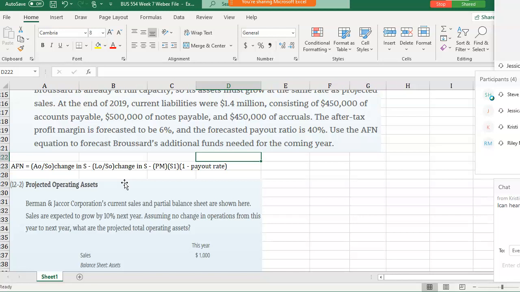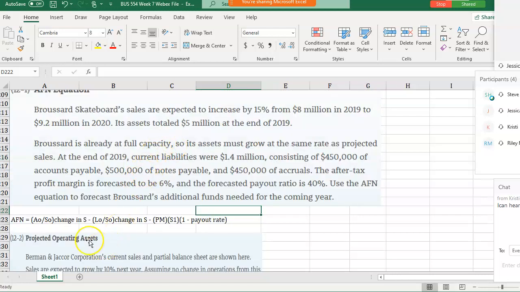Basically what we're trying to figure out is how many assets does it take to gain a sale? So what's that ratio of assets to sales? That tells you how many assets you have to have on hand to support sales of a given amount. Okay, and then we multiply that by the change in sales, because what we said was whatever that asset to sales ratio is today, we're expecting that to be the same as we grow sales. That's part of what they told us in the question up here.